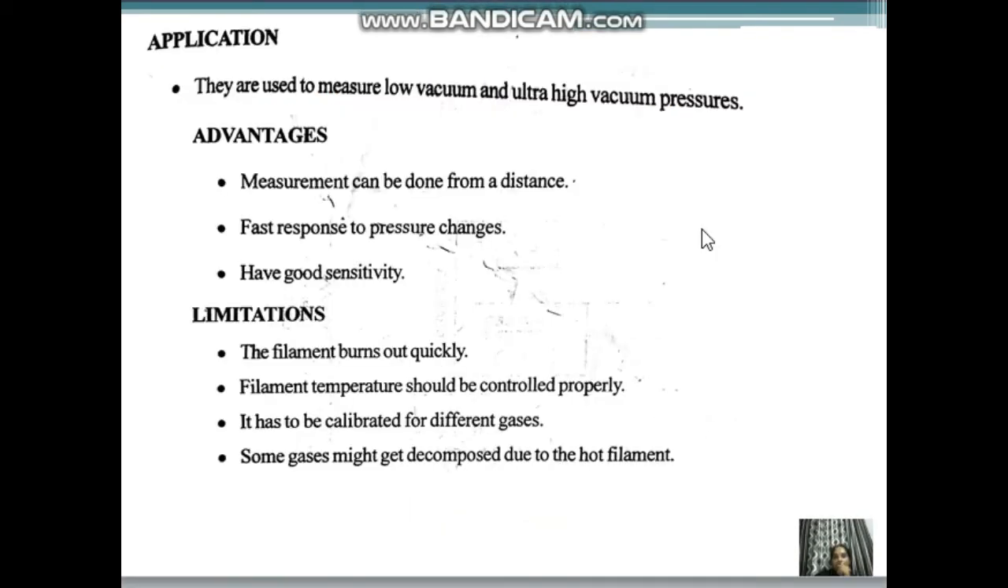So coming to ionization gauge, these are also used for measuring low vacuum and ultra high vacuum pressures.